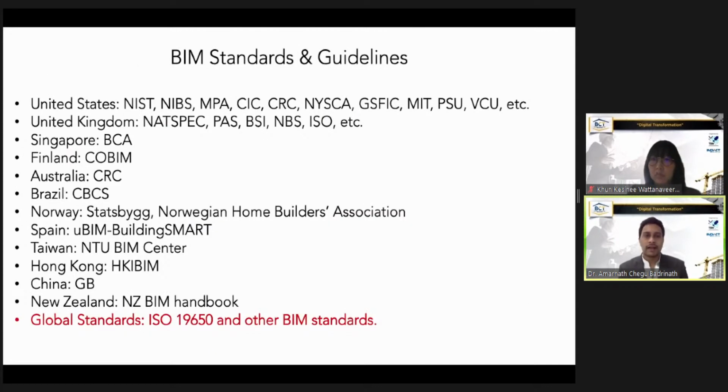And looking into standards and guidelines, if you go back 15 years, at that time you had organizational standards. In each of these countries, if you see NIST and NIBS from the US, Massport Authority, Construction Industry Council, each of these agencies in other countries had their own standards for implementing BIM. And today we have global standards coming up, which is ISO 19650, and also other BIM standards from ISO, which will help you with data management, soft landings, and so on.